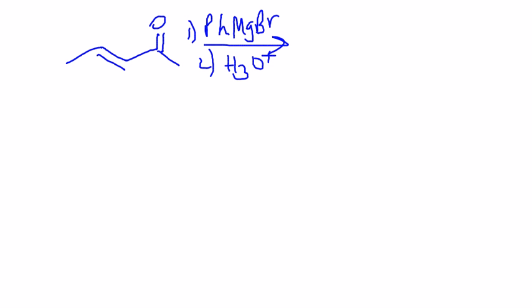Okay, a reminder: Grignard reagent with alpha beta unsaturated ketone always does 1,2, it never does 1,4. So you're going to get an OH over here and a Ph over here. That's your product.